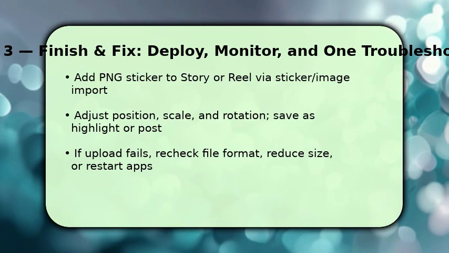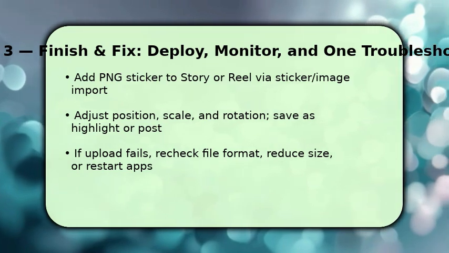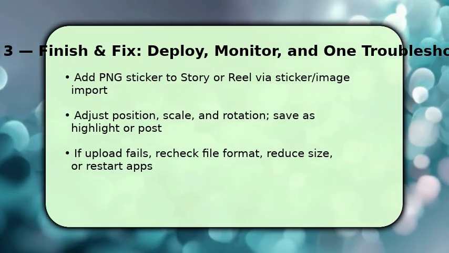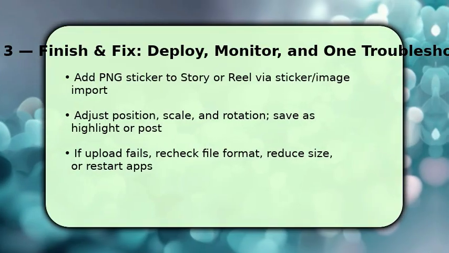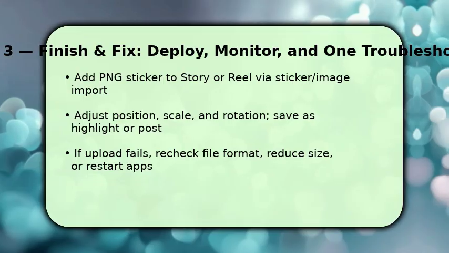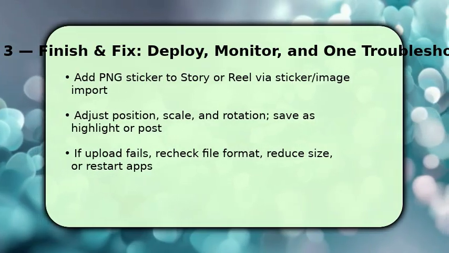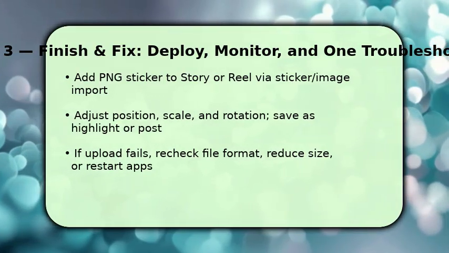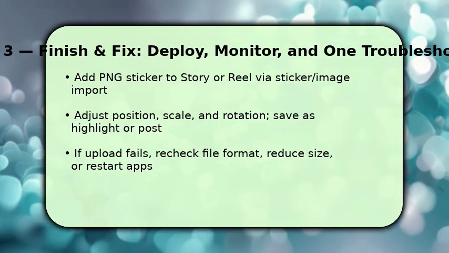Finally, open Instagram and add the PNG as an image or overlay in a story, reel, or post. Use the sticker import or simply add image layers. Then position, scale, and rotate until it looks natural. Tap and hold to pin or animate if desired, and save or share.